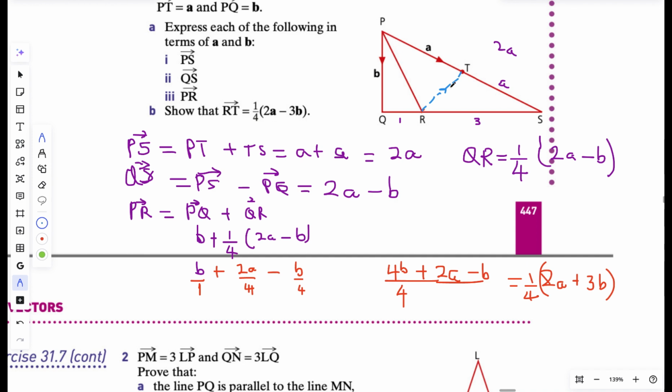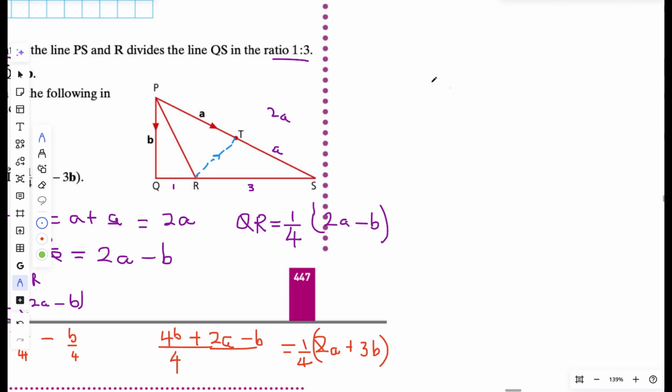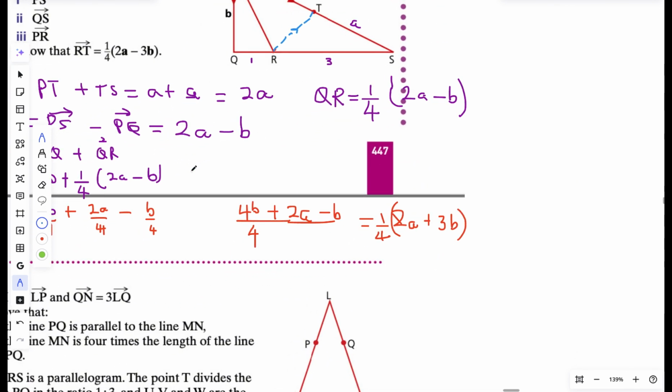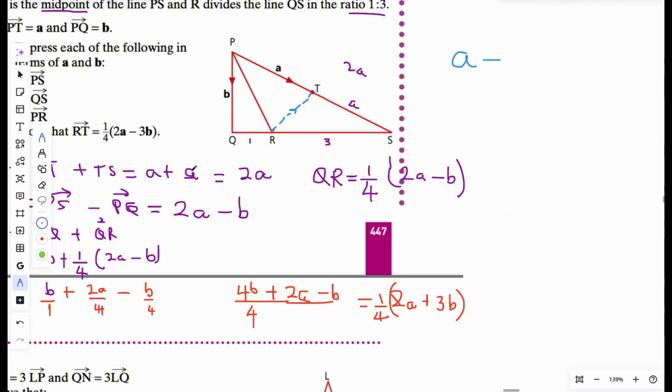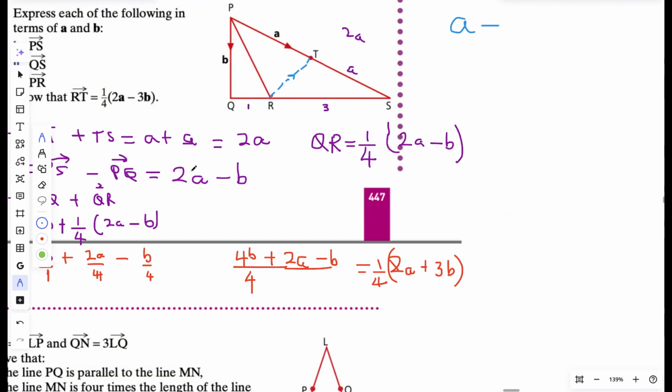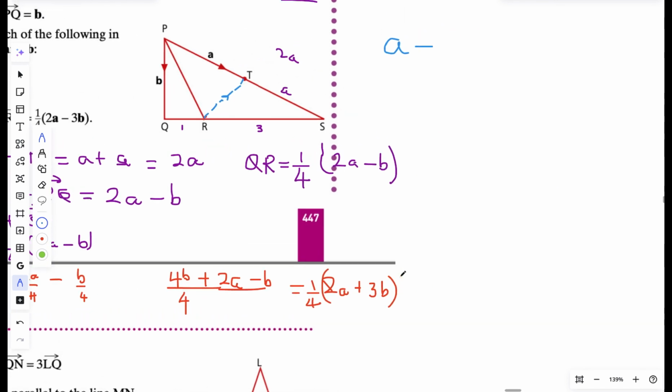So which means the value of this one is just what? It's just A. So we're going to say A minus, what's the value of this one? We just found this one just now, PRO. For PRO we got 1 all over 4. That's where we got this one, right? 1 over 4, (2A plus 3B).